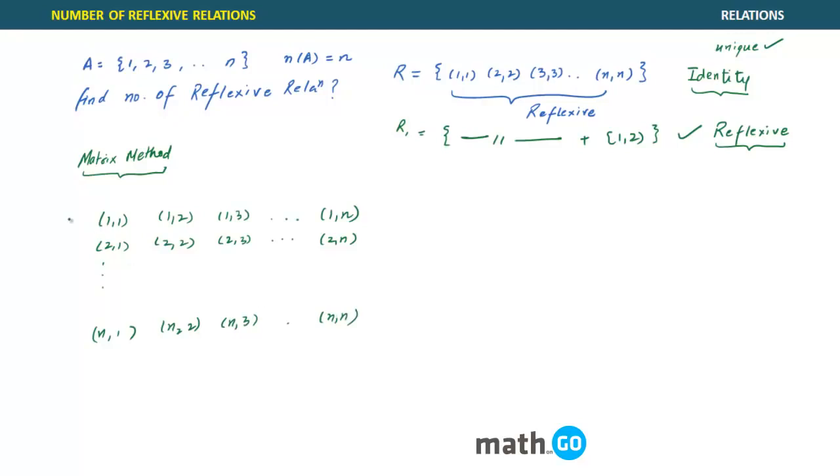Now these are all the possible Cartesian products that you can form from A cross A. What you are trying to find is reflexive relations in A cross A itself. This is your target. A cross A has n squared elements, and it is very evident that you have n rows and n columns, so it has n squared elements.